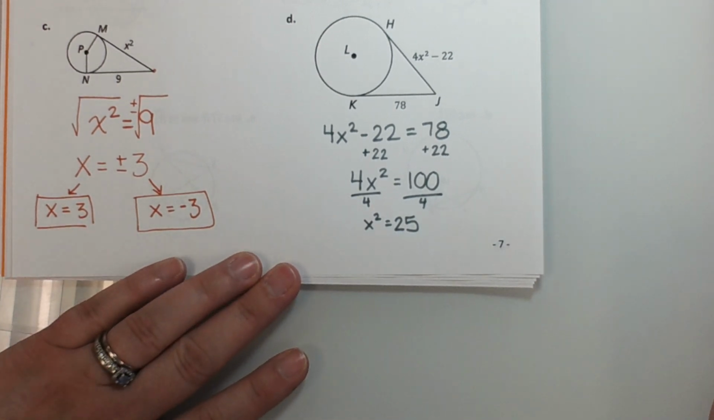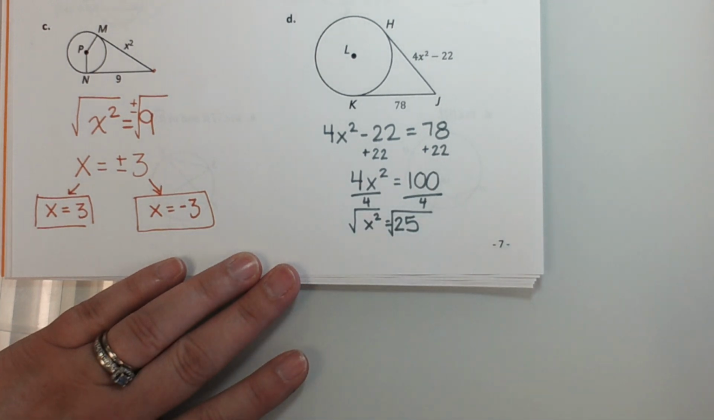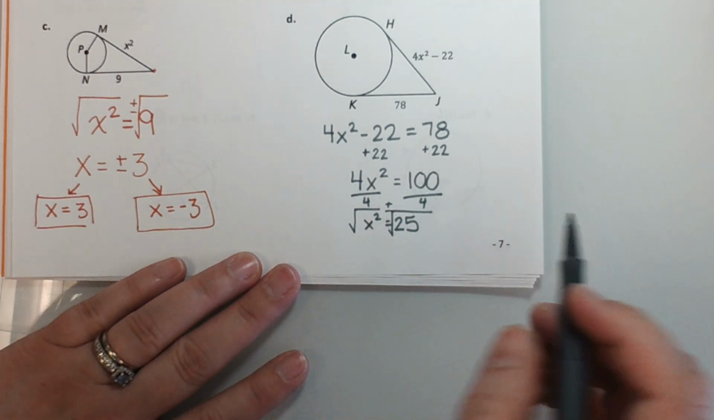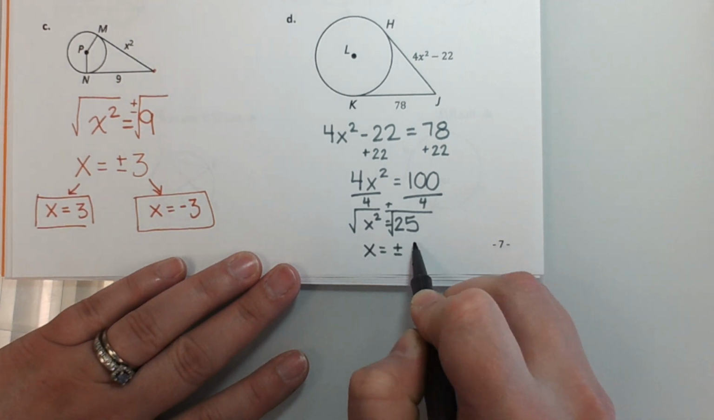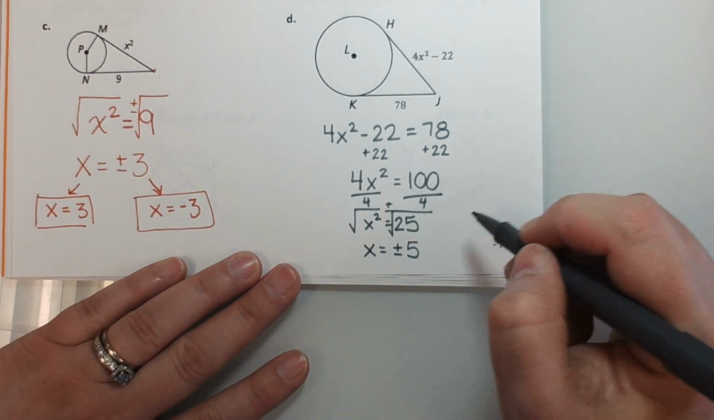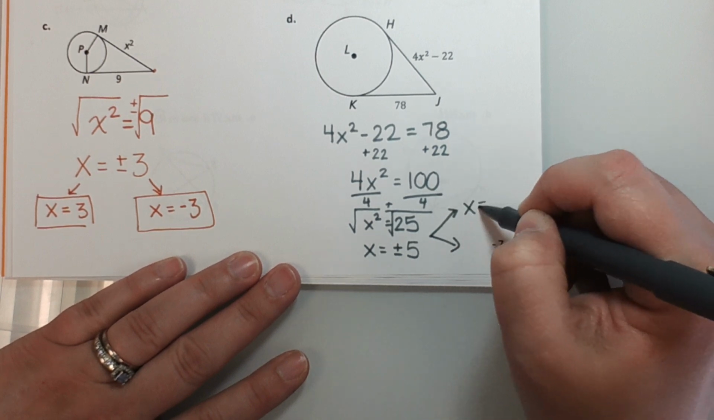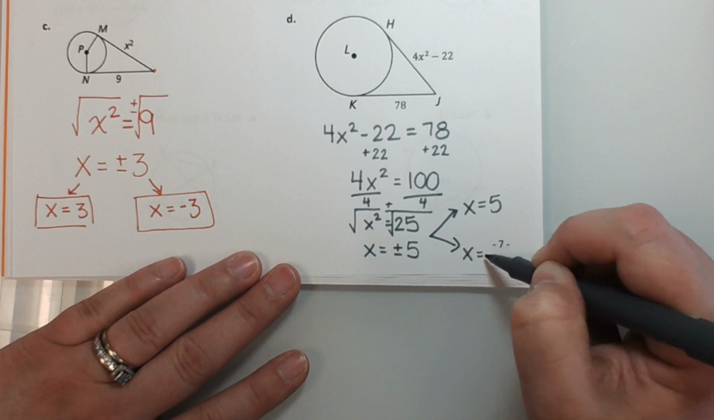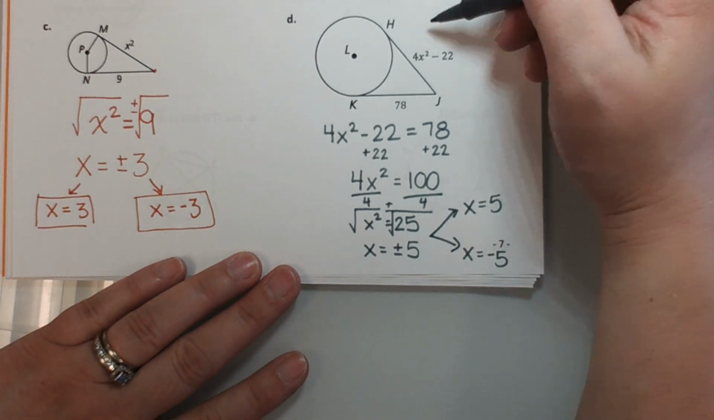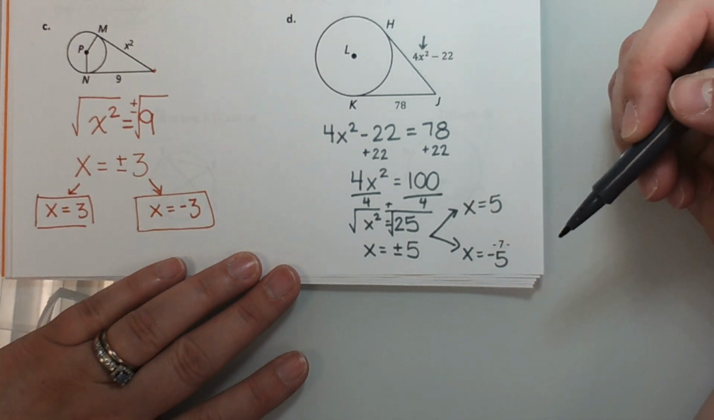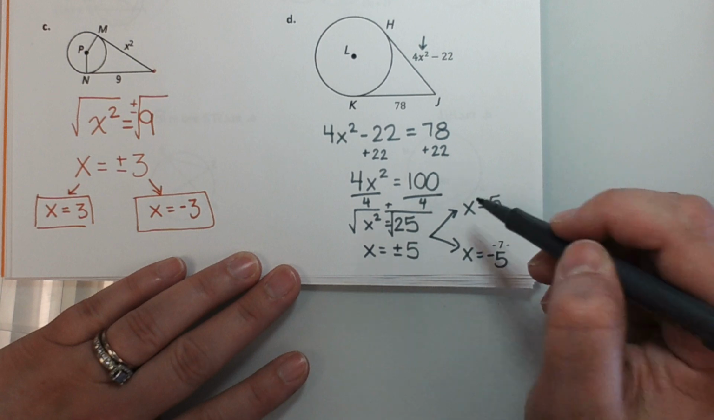To get rid of a squared, you take the square root. Not forgetting to put plus minus. X is equal to positive and negative square root of 25, which is 5. So I get x is 5 and I get x is negative 5. Do they both work? Yes, because when I plug it back in here, that squared's going to make them positive. And it's going to work out.